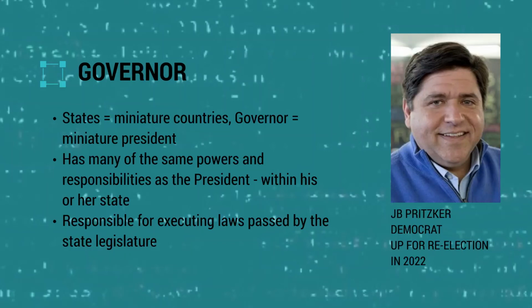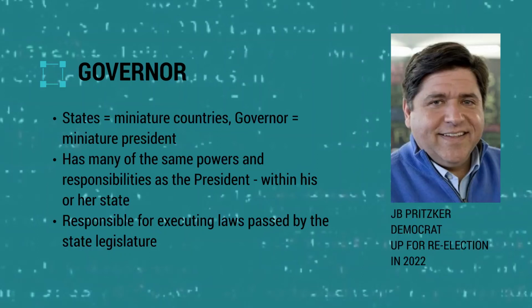They are responsible for executing the laws passed by the state legislature. Again, it mirrors the federal government. See over on the right, J.B. Pritzker. It's his first term as governor. He was elected in 2018. He's a Democrat. I said usually we're going to have a Democratic governor. We did have 4 years under a Republican governor prior to Pritzker being elected in 2018.